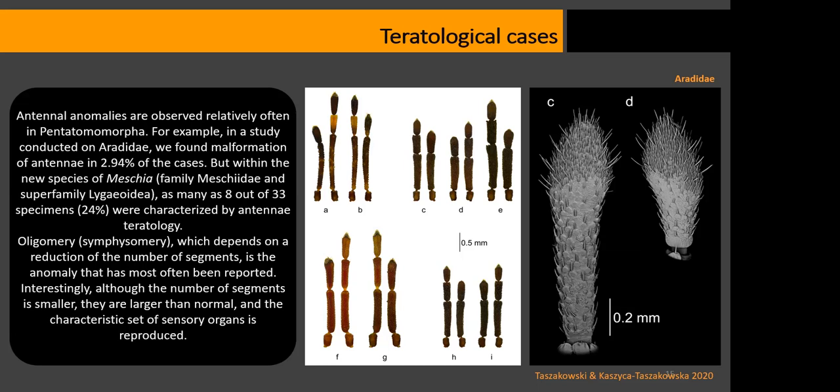Interestingly, although the number of segments is smaller, they are larger than normal and the characteristic set of sensory organs is reproduced. This phenomenon is known as compensatory regeneration. Maintenance of sensory functions of the teratological antennae may be helpful in better understanding the functioning of the sensory organs.